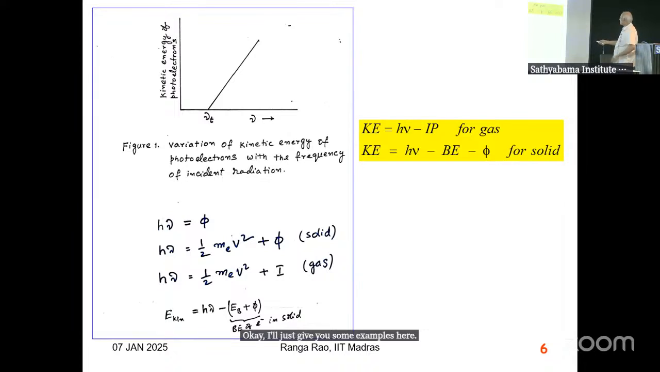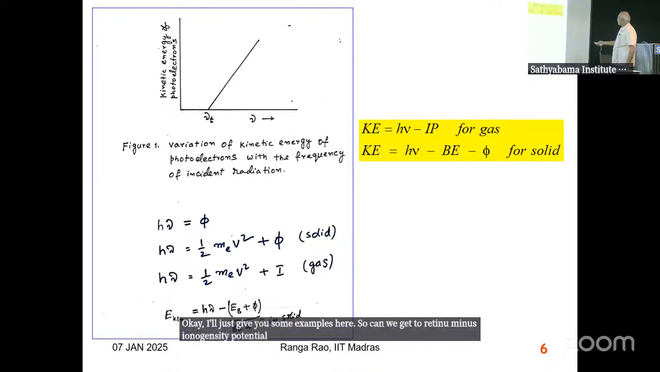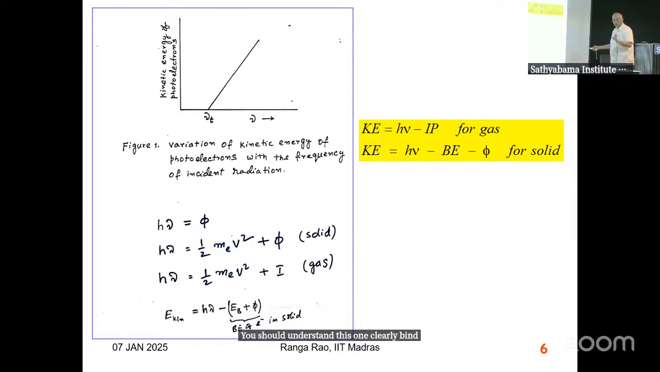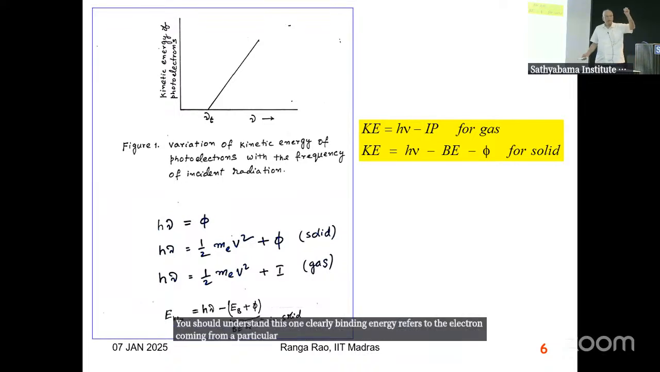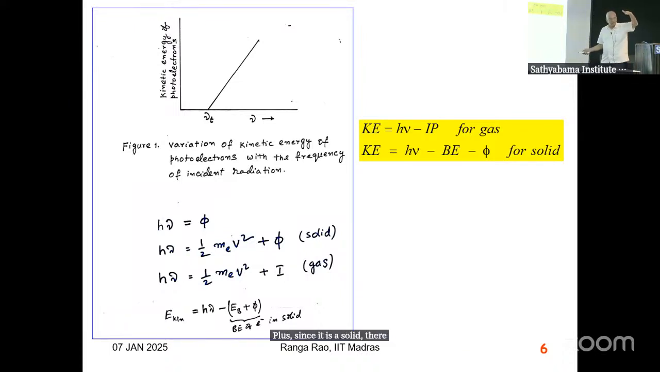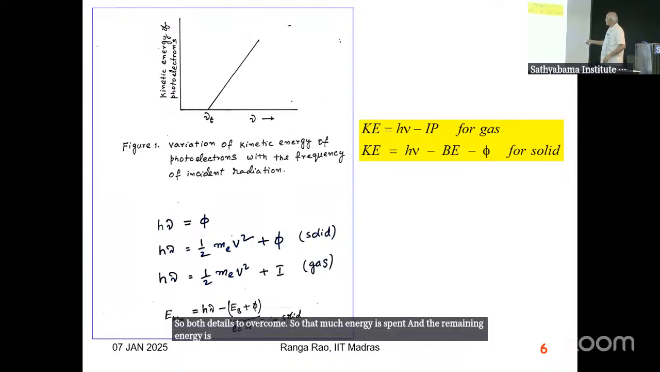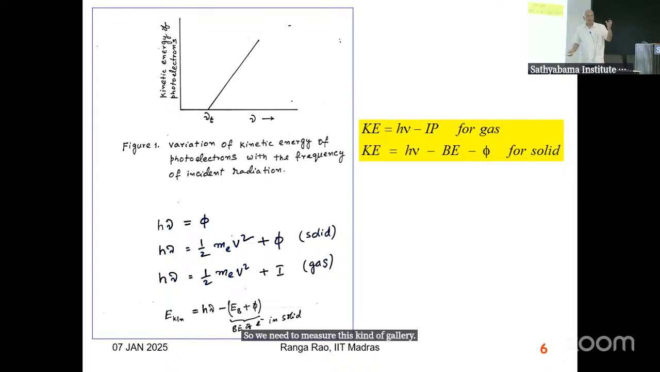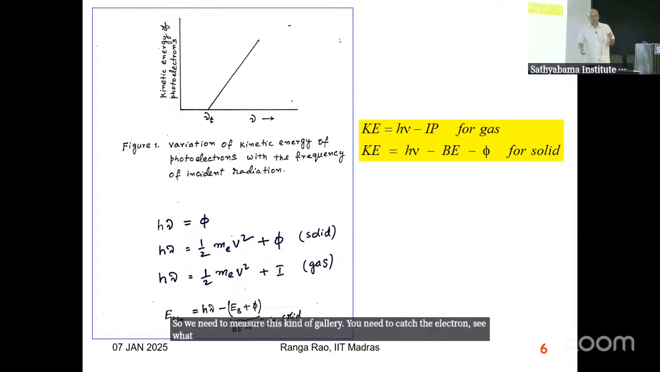So kinetic energy equals h nu minus ionization potential for a gas, and kinetic energy equals h nu minus binding energy minus phi for a solid. You should understand this one clearly. Binding energy refers to the electron coming from a particular orbital. Plus, since it is a solid, there is a work function, as I mentioned to you. So both have to be overcome. That much energy is spent, and the remaining energy is what the electron comes out with. That is nothing but the electron kinetic energy. So we need to measure this kinetic energy. You need to catch the electron and see what energy it comes out with.